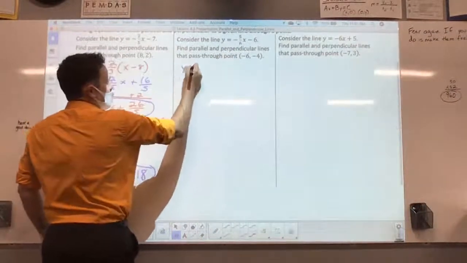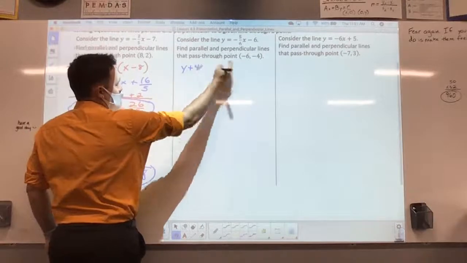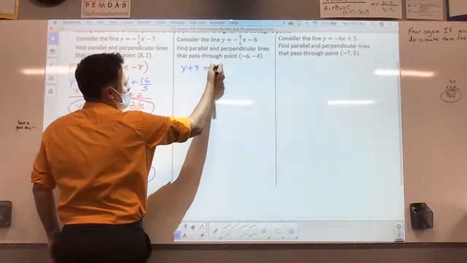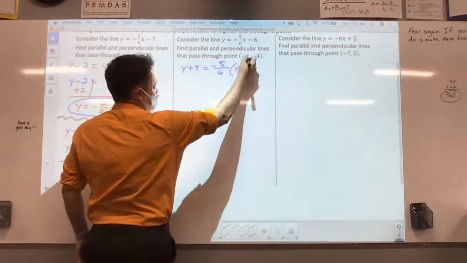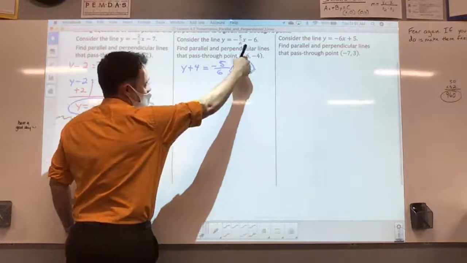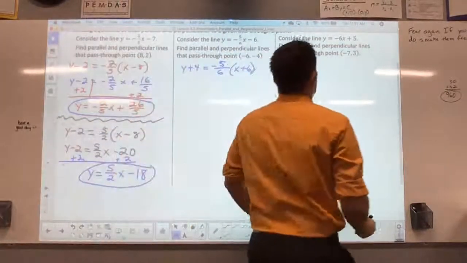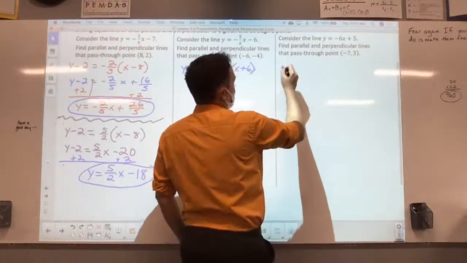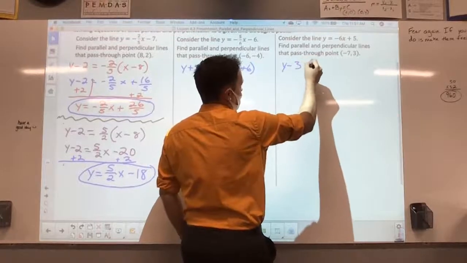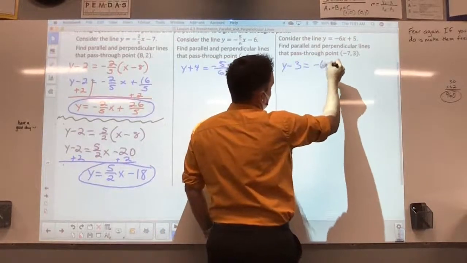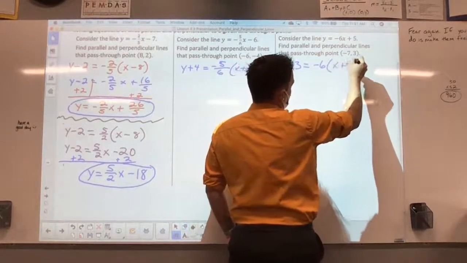So y minus, that turns it positive because that's a -4, equals -5 over 6, and then it's x plus 6, right? Because the negative turns it positive. And then I'll do this last one so I can take it all the way to the top. y minus 3 equals -6, and then x plus 7.